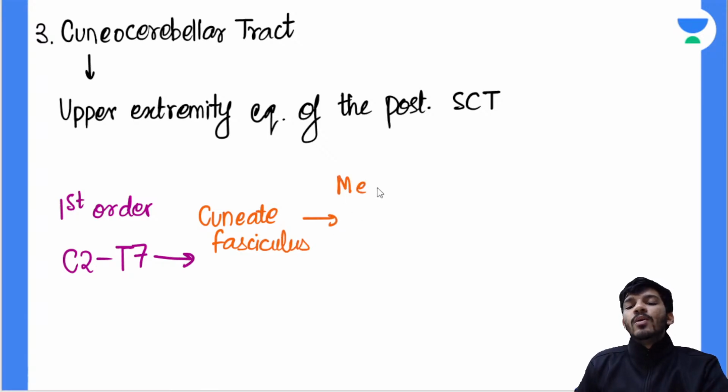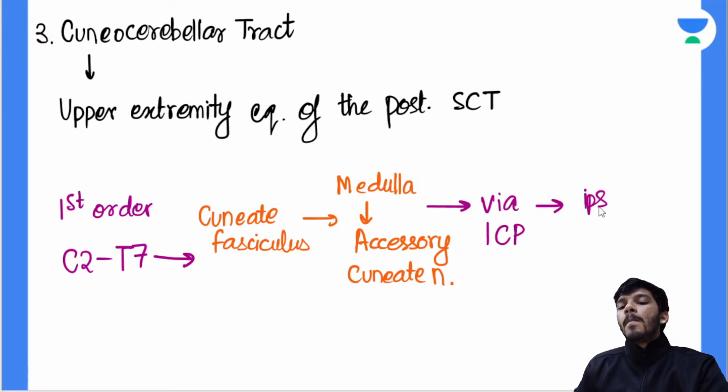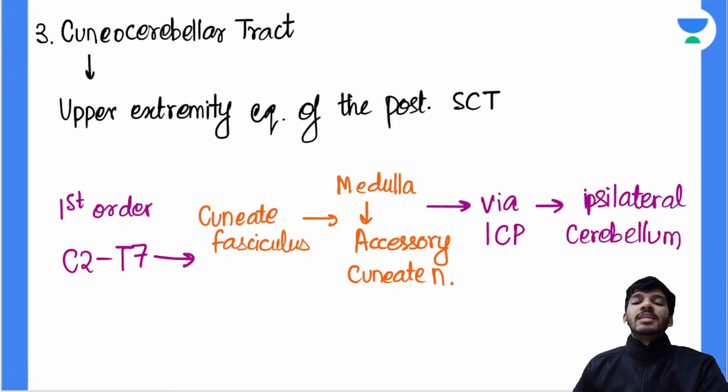medulla. So inside the medulla, you have the accessory cuneate nucleus, which is the equivalent of Clark's column. So here you have the second order neurons, and they will give rise to the second order neurons that will go via the inferior cerebellar peduncle to the ipsilateral caudal vermis. They will go to the ipsilateral cerebellum. Please keep this tract in mind.